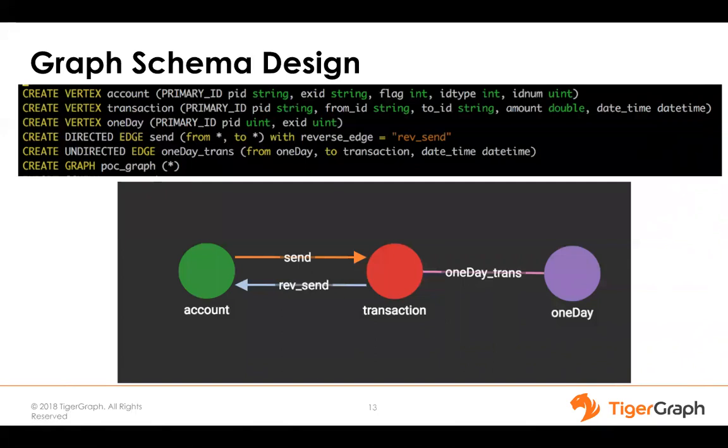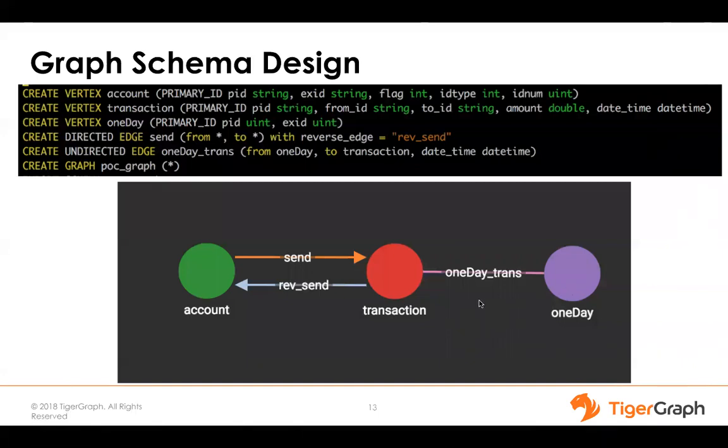Another thing, the one-day node, is actually a time index node. That's how we build an index for our database. This time index node is connected with transaction nodes, so we can fulfill the time window restriction. We only look at transactions within a time window. How do we do it? We just build these time index nodes.